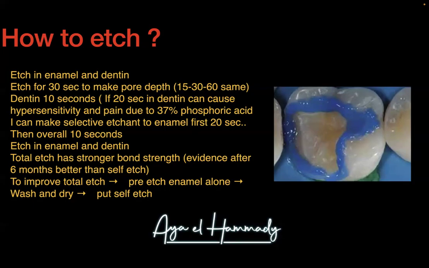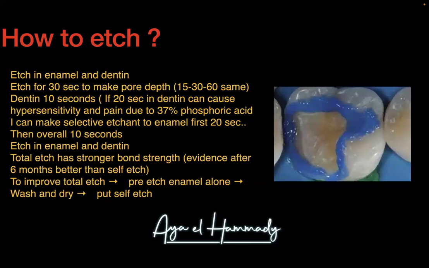Then I will wash the etchant for 10 to 20 seconds. Make sure that the etchant is completely removed from the oral cavity. Then I will isolate again. I will dry the area to a chalky white appearance of the enamel, and I will apply the bonding agent and cure it. For how long? 20 seconds. Then I will do the bonding.